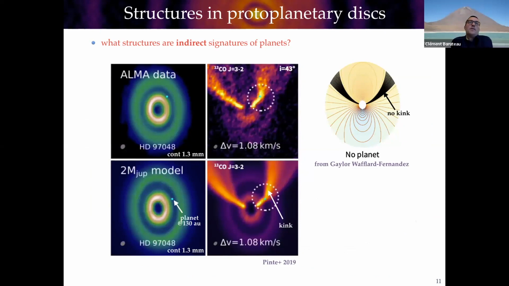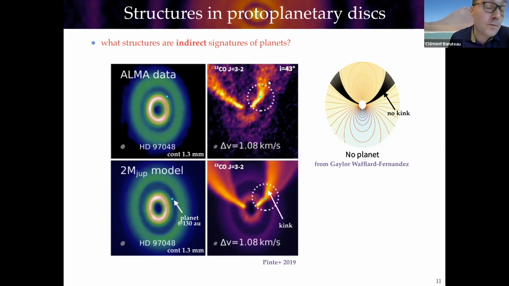The last point I wanted to make, talking about indirect signatures of planets forming in disks, is this interesting question as to whether we may be seeing planets in the gas emission of their disk via these velocity kinks in some particular channels of emission in the gas. So let me show you this example of an ALMA observation of this particular disk, HD97, where we see the dust continuum emission on the left-hand side. So we see a dark ring of emission, which is perhaps due to a planet.